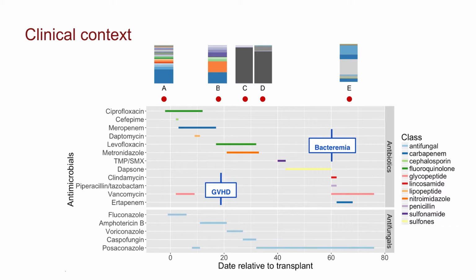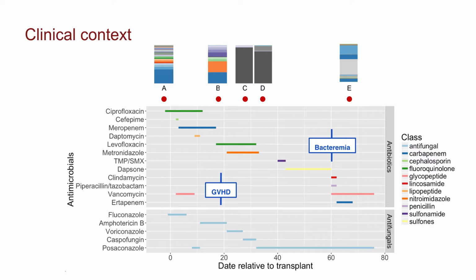And so here we see where our samples fall within the clinical context of our patient. So this is our patient across time, and on the left we see a list of all the antibiotics this patient was on and when they were on them, as well as when they got GVHD and bacteremia. GVHD is one of the major complications of hematopoietic cell transplantation, and bacteremia is when there is a bacterial infection that makes it to the bloodstream.